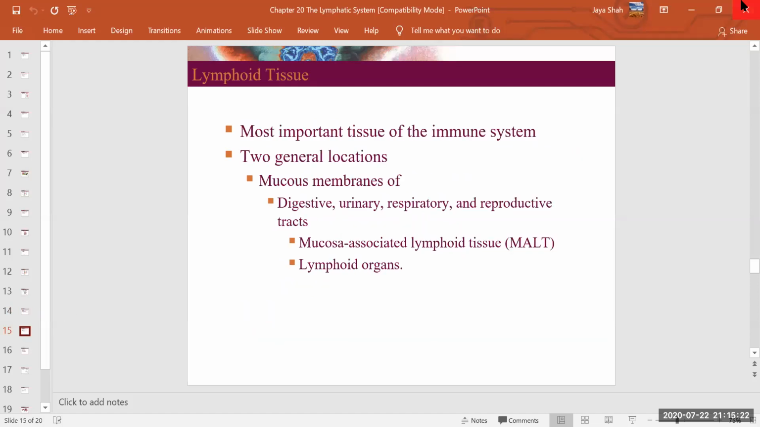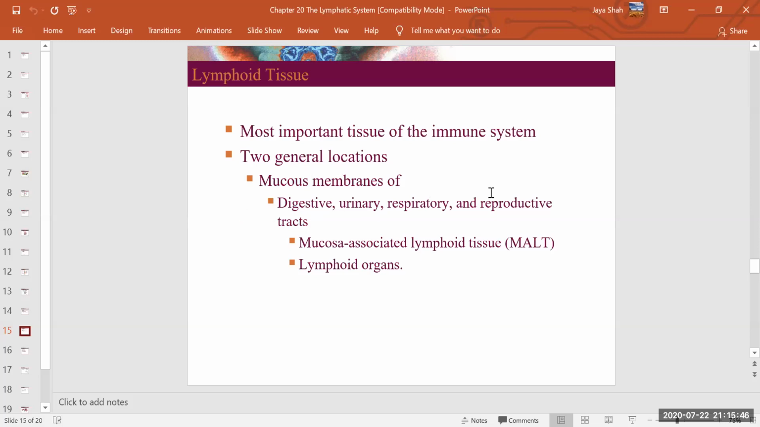Okay, lymphoid tissues. So the other part of the lymphatic system is the lymphoid tissues. So what are the lymphoid tissues? They are outside the lymph nodes, and the most important lymphoid tissues of the immune system are found in 2 general locations.